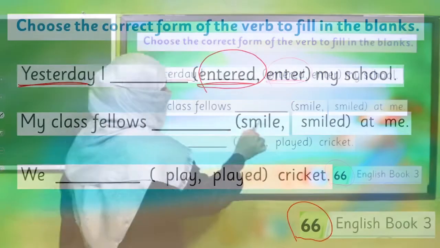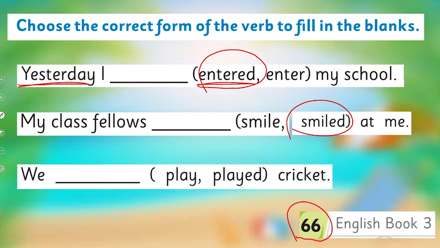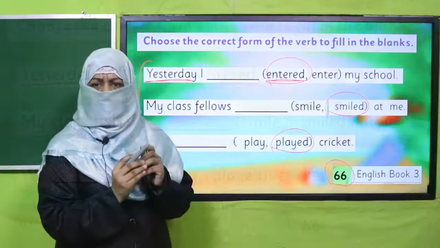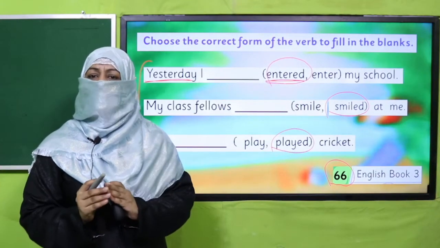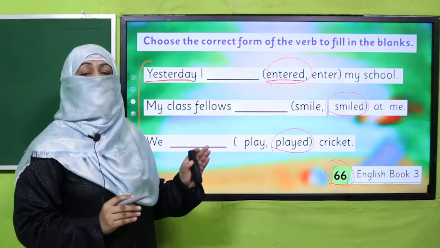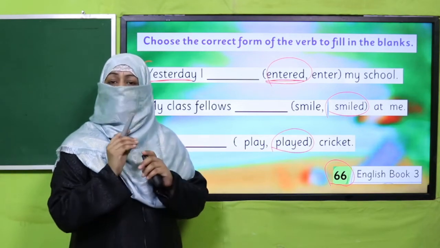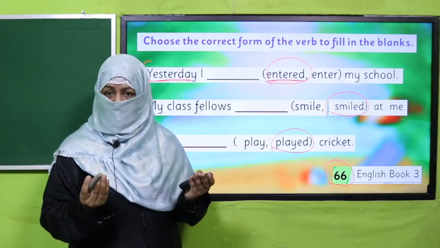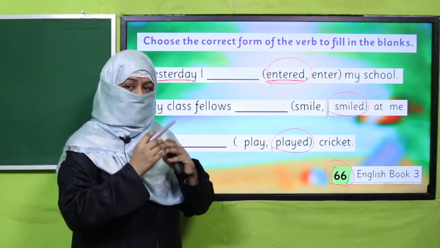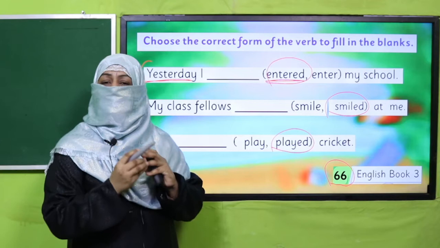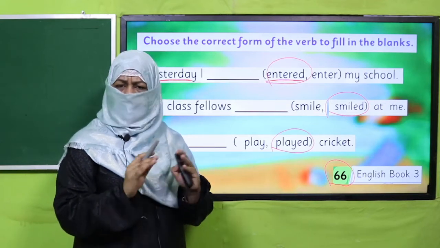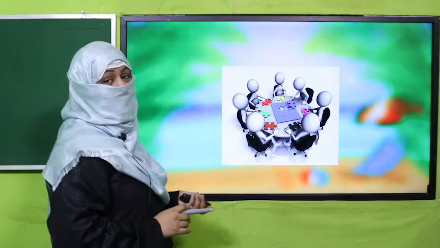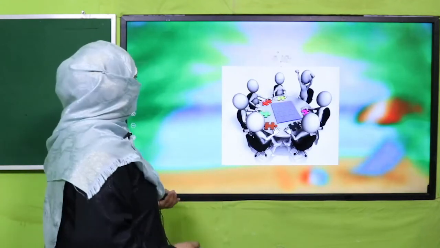My class fellows smiled at me and we played cricket. This is a simple paragraph story which is telling us what happened yesterday. This is how we complete a paragraph or a story, by providing words from our vocabulary, by providing words from the clues, or by selecting the correct form of verb according to tense. Right? Are you clear? All right, I'm going to check it through an activity.